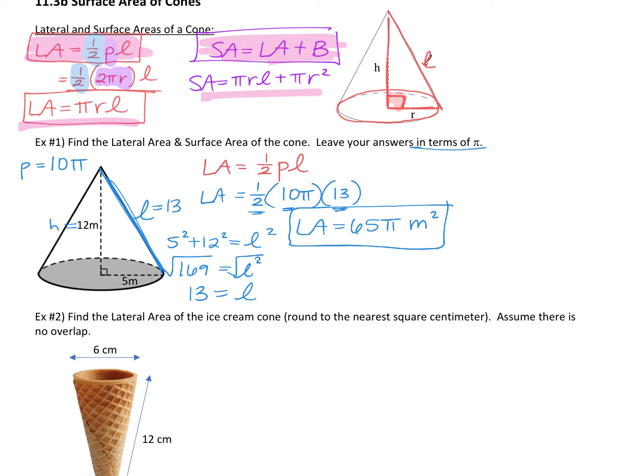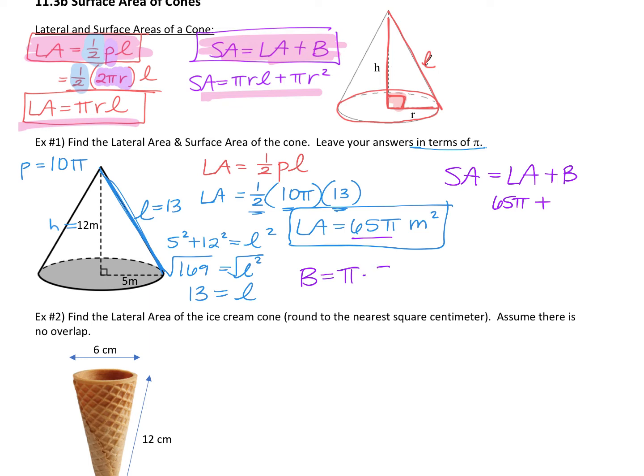To find the surface area then, you're going to do surface area equals lateral area plus b. Your lateral area is 65 pi. What is b right now?